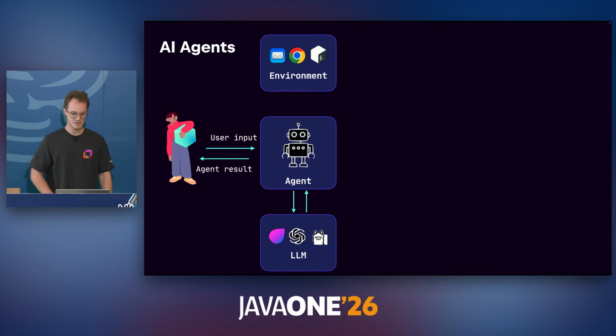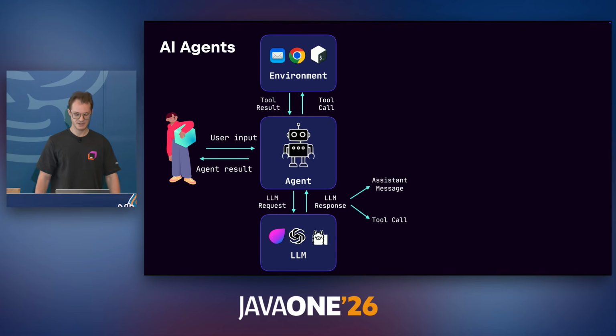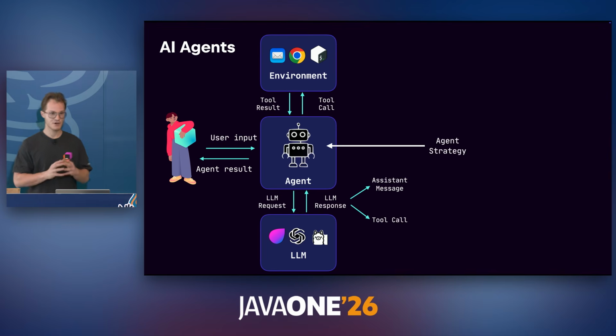The agent will send LLM requests to the model and get back the LLM responses, which are always either plain text, as instant messages, or tool calls. If the model decides to call a tool, the agent's logic will call a tool from the environment and come back with the tool result. And this process will continue until the strategy that is powering the agent's logic decides to finish. And that's when the user will get the final result.